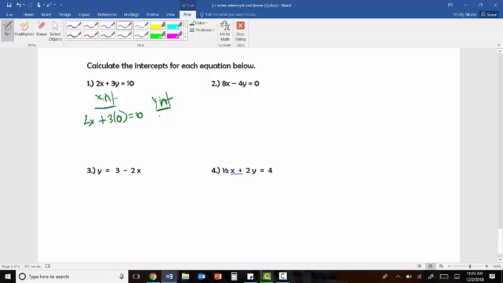And for the y-intercept setup, it's going to be opposite. So you're going to put 0 in for x, but you have to leave y in the problem because you're trying to find y. And so all you do really is just go through and solve these equations.